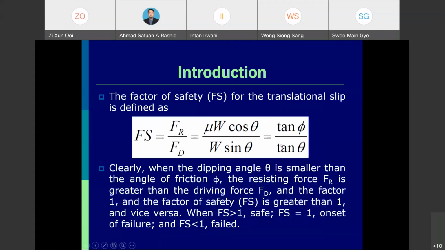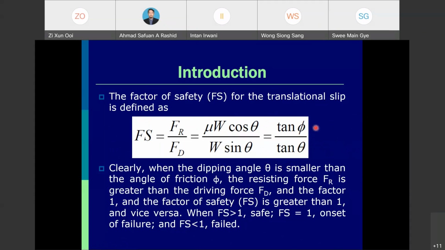The factor of safety for the translational slide is defined as FR, the resistance, over FD, the driving force. So it is mu W cos theta over W sin theta, or equal to tangent phi over tangent theta. This explanation we may find on the next slide, so this is the first general explanation.